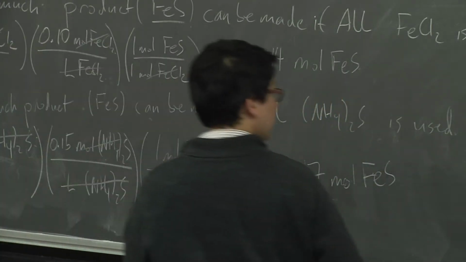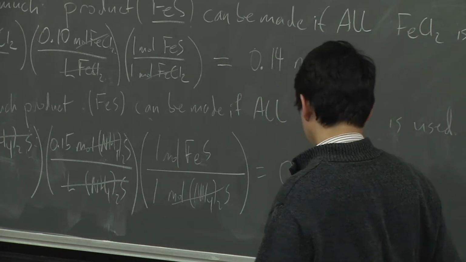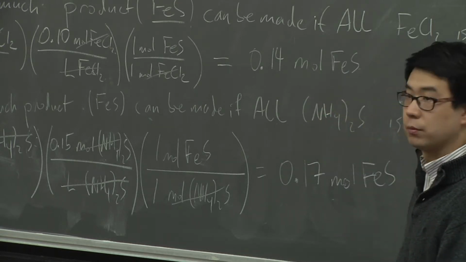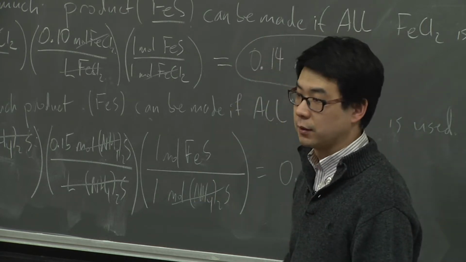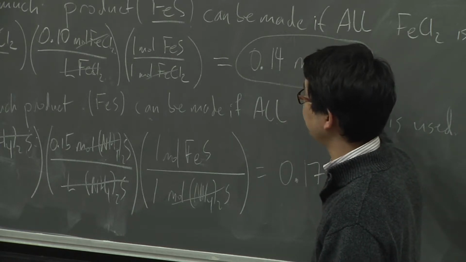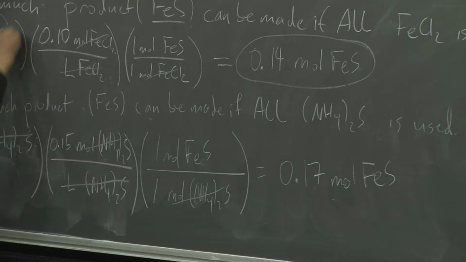Right. So which one is the limiting reactant? FeCl2. The one that gives me the smaller amount of product is the one I run out of first. And so the smaller amount of product is FeS. Now don't go telling me FeS is the limiting reactant by accident. You want to go back here and tell me the FeCl2 is the limiting reactant. I still haven't answered any of my questions, but we're about to, right?